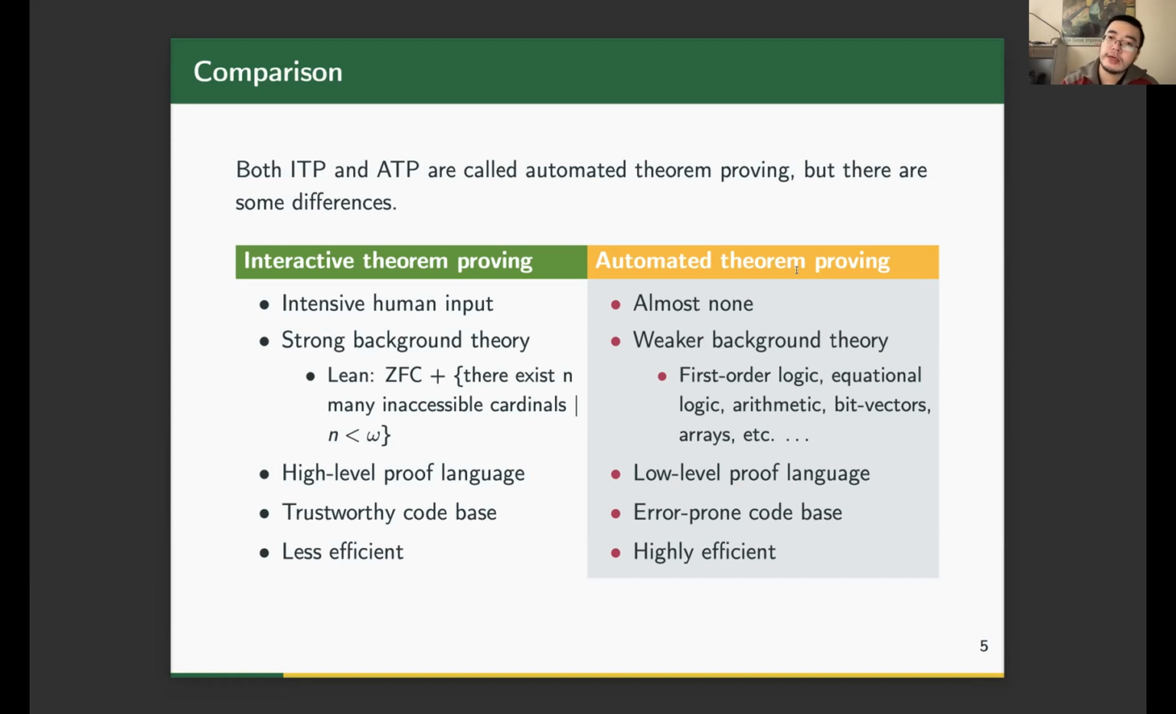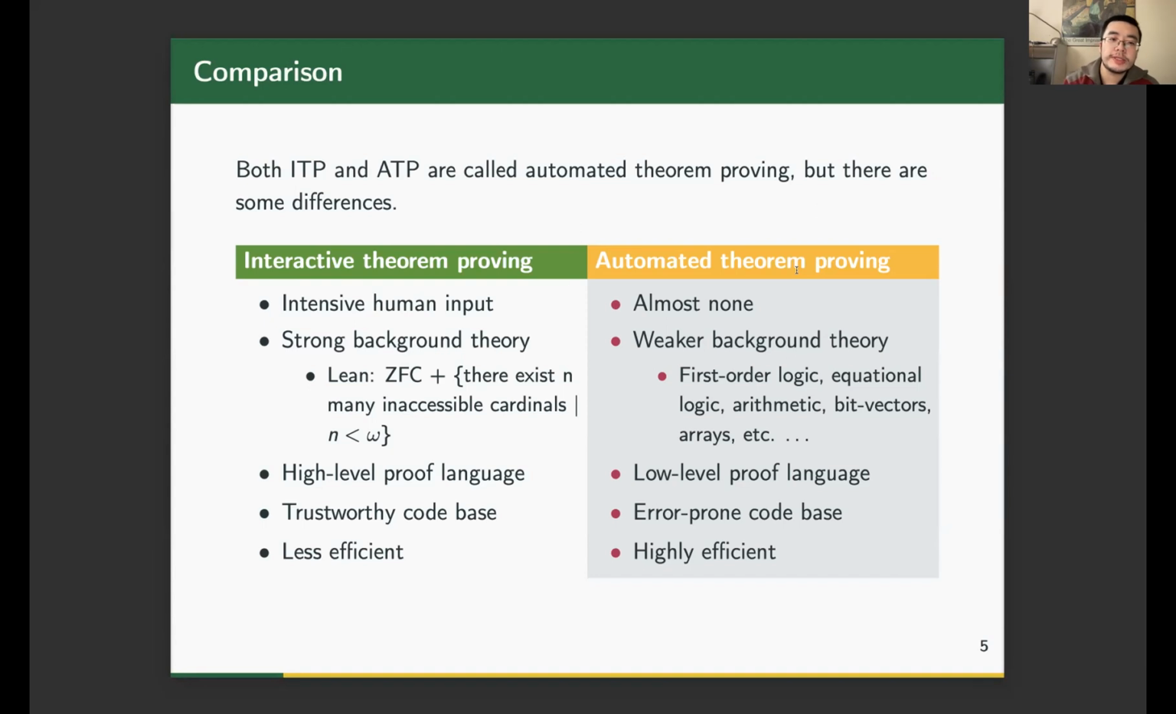The second is that in interactive theorem proving, we usually have a strong background theory, and in automated theorem proving, we only deal with weaker theories. For example, in Lean, the background theory has a proof theoretic strength at roughly ZFC plus there exist many inaccessible cardinals. While for automated theorem proving, we usually deal with theories like first order logic, equational logic, arithmetic, bit vectors, arrays, these specific theories, which we know have sophisticated decision procedures and can be efficiently automated.